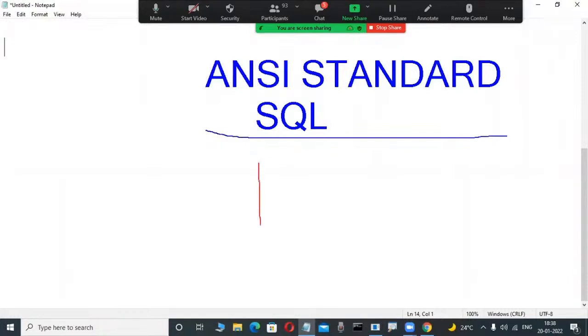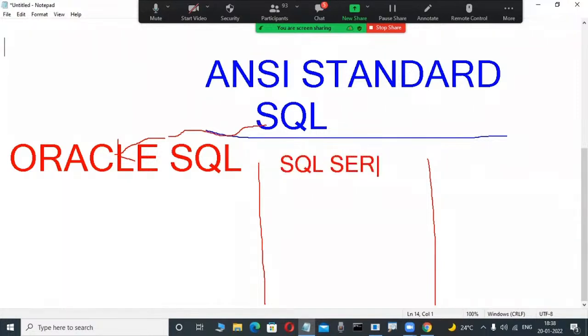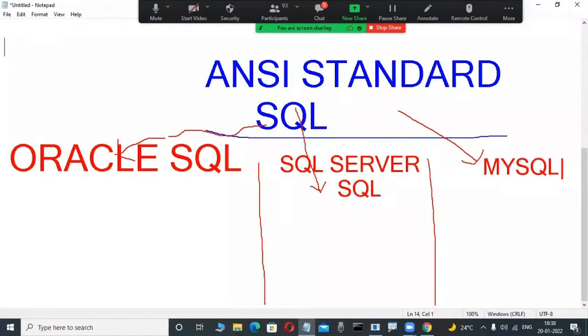I agree, but unfortunately, from this ANSI standard SQL language, Oracle Corporation created their own SQL that is called Oracle SQL. That is important, and many of you don't know. Again, SQL Server, a Microsoft product, created their own SQL from this ANSI standard, called SQL Server SQL. Again, MySQL created their own SQL language from this ANSI standard, called MySQL SQL.